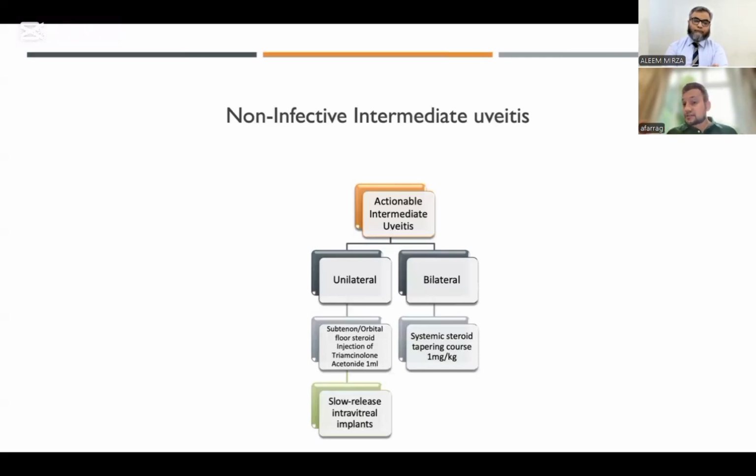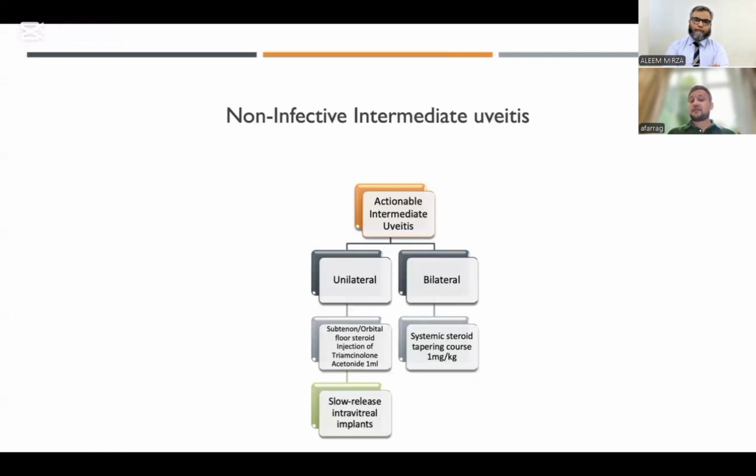Even some patients with unilateral intermediate uveitis may refuse injections. They don't like injections. Then I give them systemic steroid. So both of these lines are indicated. It depends on your discussion with your patient.